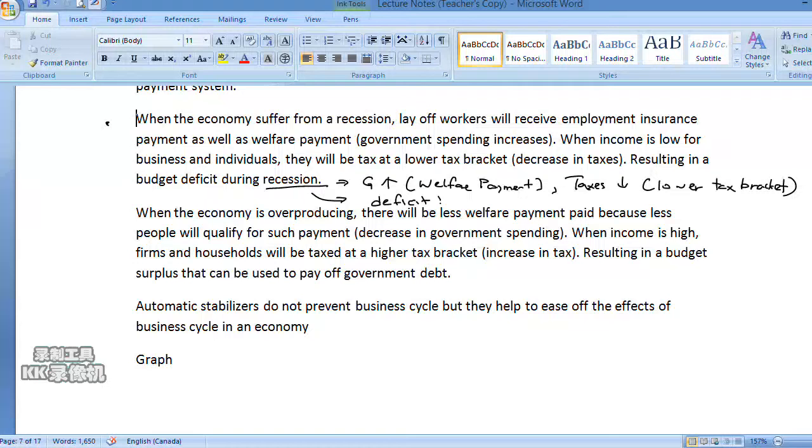And when the economy is overproducing, there will be less welfare payment paid because fewer people will qualify for such payments. So government spending decreases, and when income is high, firms and households will be taxed at a much higher tax bracket, resulting in a budget surplus. So automatic stabilizers do not prevent business cycles, but they help to ease off the effects of the business cycle. So they prevent a recession from going to a depression, and an inflation from going to a hyperinflation.